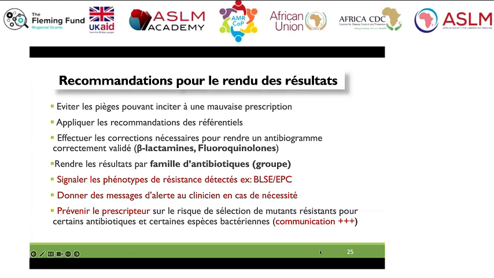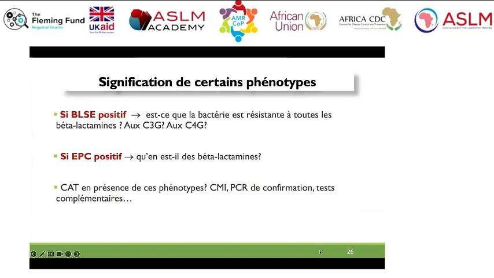We need to make the necessary corrections to ensure that the antibiotic susceptibility test is correctly validated, because we can see that the diameter corresponds to a sensitivity, but when doing the interpretative reading, the biologist has the right to make the result resistant. In other words, report results by antibiotic family, because it makes it easier to read the report, and indicate the resistance phenotype detected. And it is not enough to just interpret it. You need to give it a meaning. For example, if you detected it and it is positive, you need to know if it is resistant to all beta-lactams or to cephalosporins of third generation or fourth generation.